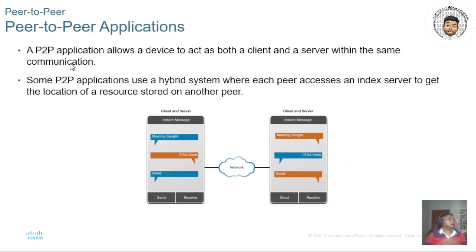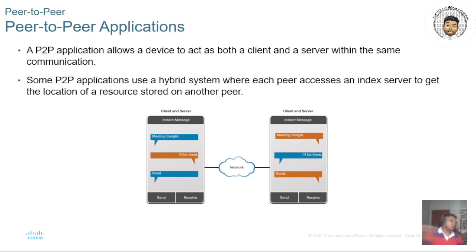A peer-to-peer application allows a device to act as both a client and a server within the same communication. In the case of peer-to-peer, 10 years ago, before we had Steam, before we had Netflix and everything, people used to share games and videos or movies through what we call torrent. So torrent acts as a peer-to-peer network.